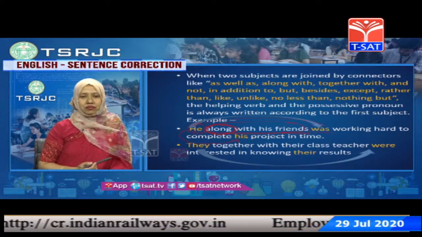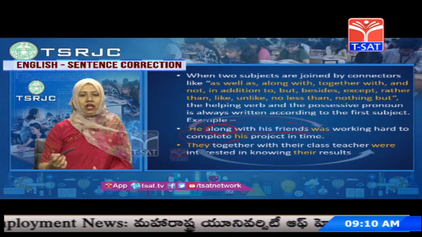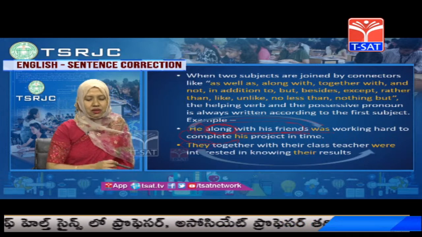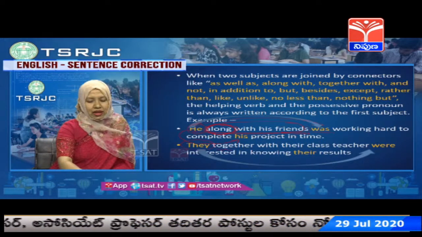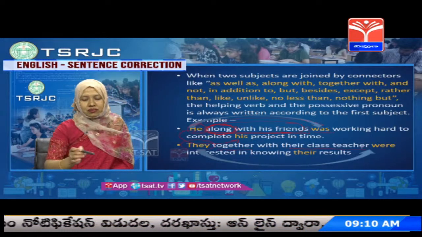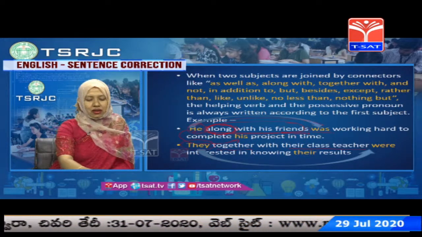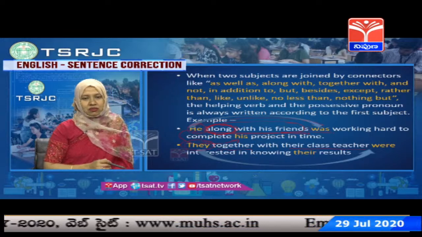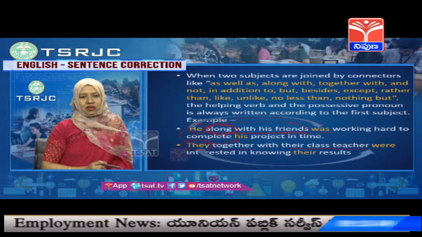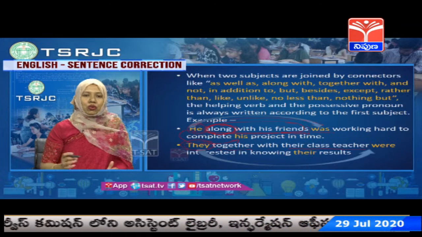Another example. They together with their class teacher were interested in knowing their results. Now they is one subject, together is the connector in this example, with their class teacher, this is the second subject. Now how many subjects are there? Plural subject, many. They refers to many. Here teacher also is there, so including many students, the class teacher also. So it's a plural subject.